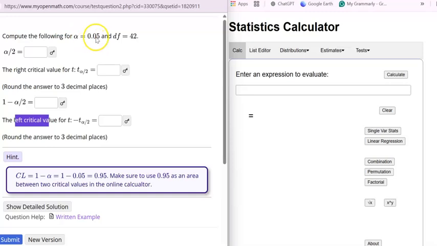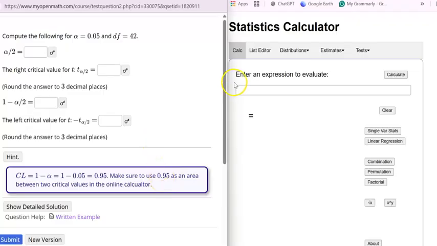That alpha is the area on the east side of the tail. You get 1 minus alpha, which is going to be 0.95. So this is the area between those two critical values you got to use. So 0.95 represents here an area under the curve.